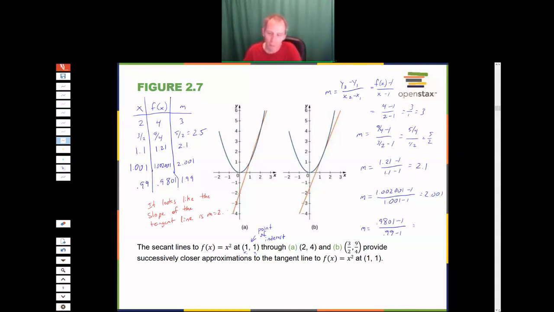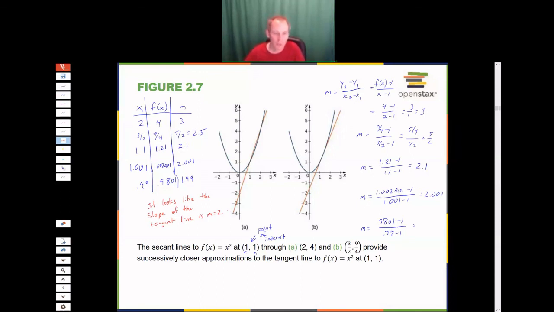Now, it's not really obvious from what we did that it's exactly 2 instead of maybe 2 and 1 billionth, or 1.9999972. But that's okay. We're not going to keep doing this forever. We're going to have a better method. We just want to have an idea for what's going on. And this is what's called the tangent line problem.